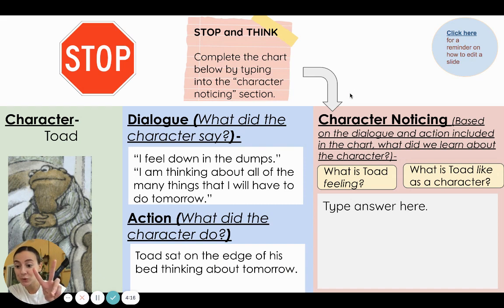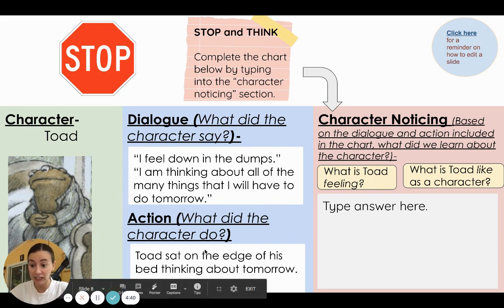You have two questions today in your book. Now, this looks like, oh my goodness, so much is going on. Don't worry, you've seen this chart before. We've been working with this chart for two weeks now. And what your job is going to be for your first question is to look at the character, which I've filled in for you. I filled in the dialogue. I filled in the action.